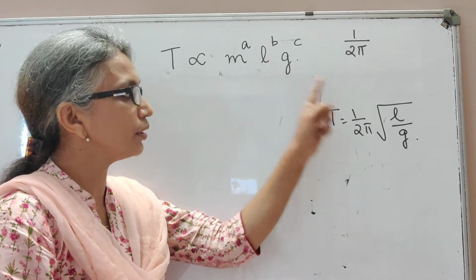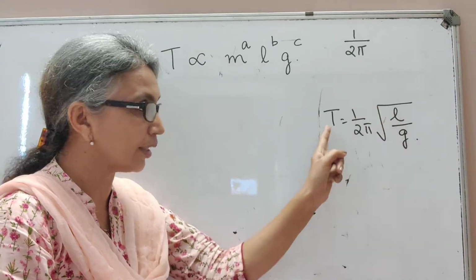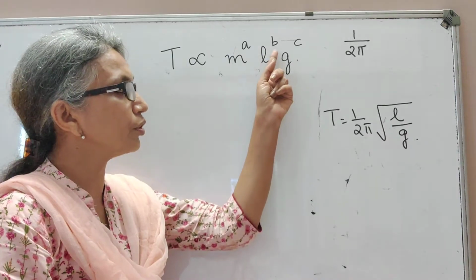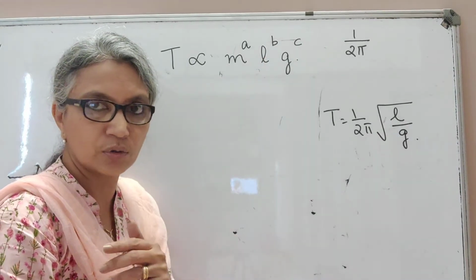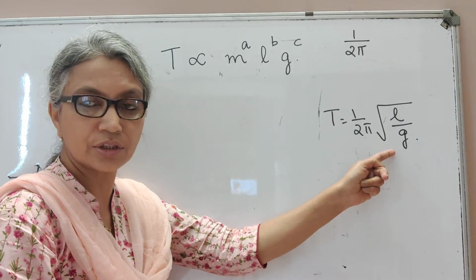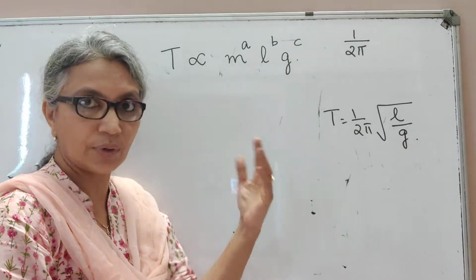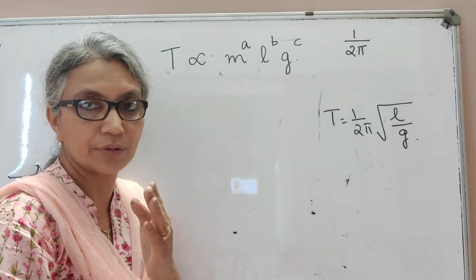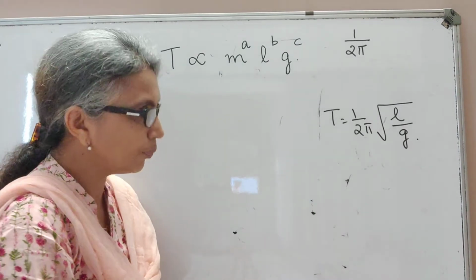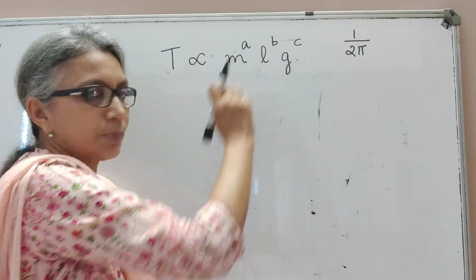Now you know that time period is directly proportional to the square root of length. So B should become half, because square root means half. Then you see it is inversely proportional to acceleration due to gravity, so it's going to come in the denominator, the square root. So that means C, while solving, you will get as minus half, which means you will go to the denominator square root. I hope you understood why we are raising it to these powers.